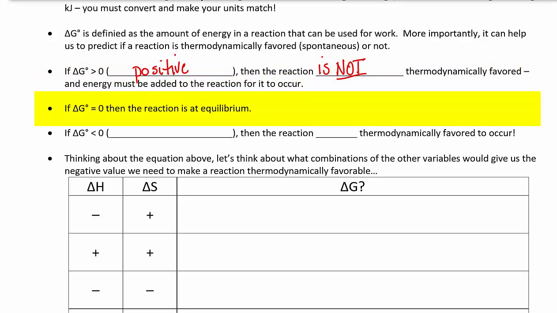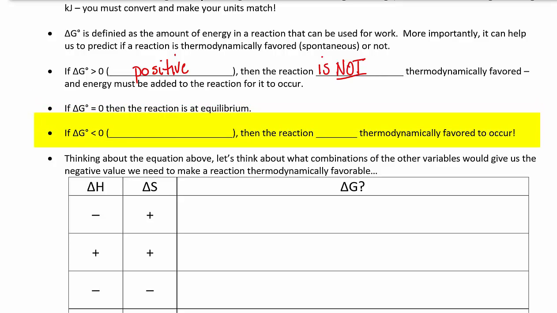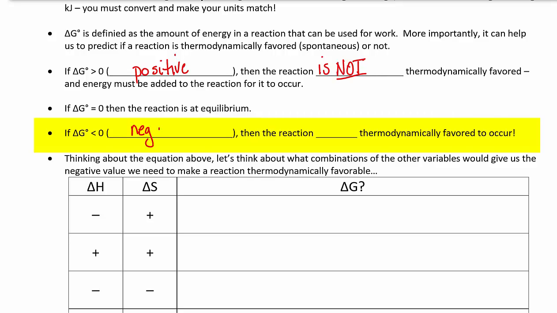If delta G is equal to 0, then the reaction's at equilibrium. This is important to know. If delta G is less than 0, or it's a negative number, then it's going to release energy, and the reaction is thermodynamically favored or spontaneous.